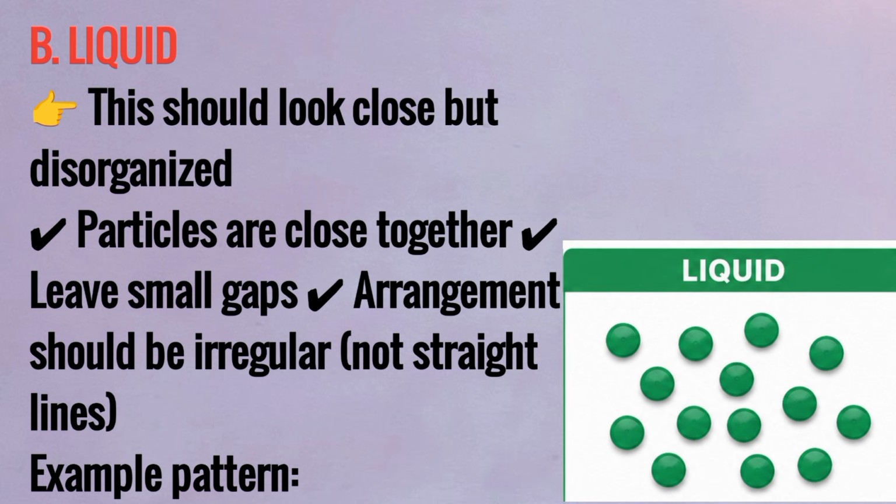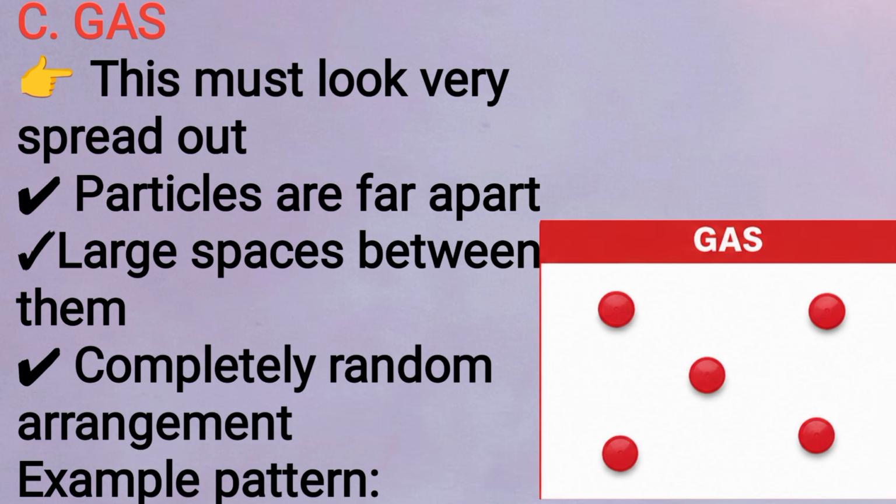Then we have gases. Under the gases, they must look very spread out because the particles are far apart. Large spaces are left between them and a completely random arrangement is done. Also, you can see on my video there, I have displayed an example using a diagram.